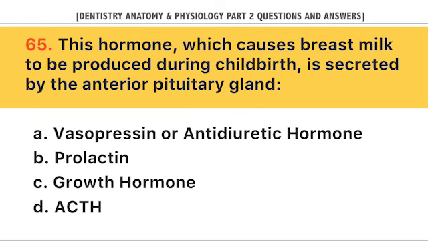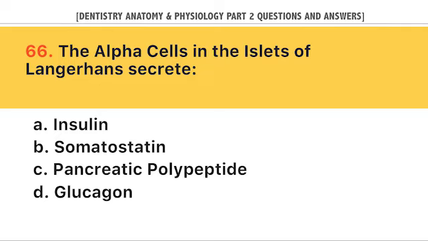This hormone, which causes breast milk to be produced during childbirth, is secreted by the anterior pituitary gland. A. Vasopressin or antidiuretic hormone, B. Prolactin, C. Growth hormone, D. ACTH. Answer B. Prolactin. The alpha cells in the islets of Langerhans secrete: A. Insulin, B. Somatostatin, C. Pancreatic polypeptide, D. Glucagon.